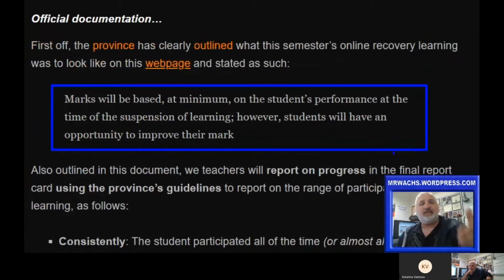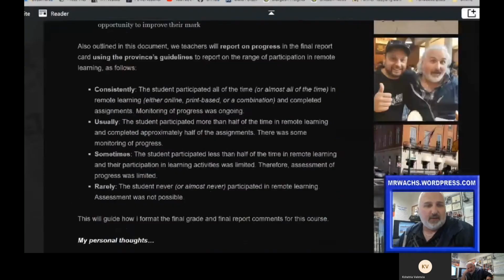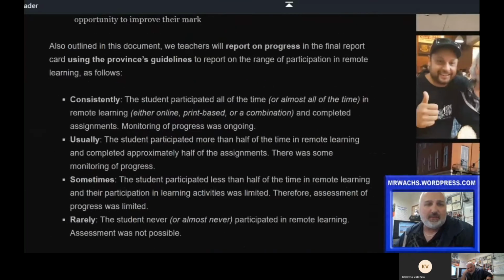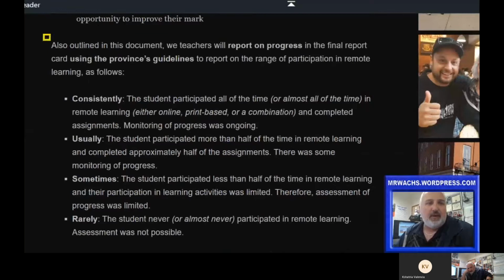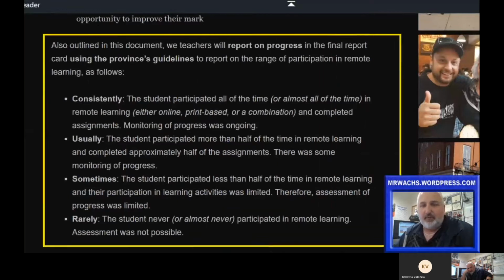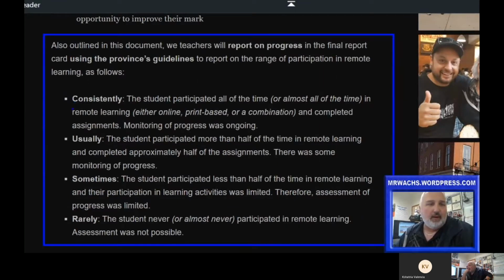And you can see here, I've even included a quote from there that backs up what I just said, that your mark is essentially locked in with the possibility, or what they use the word opportunity, to make their mark improve. Okay? Then in that same document, it outlines what the 4 report card comments that I will be using for your final report card will be. It will be one of these 4 comments right here.